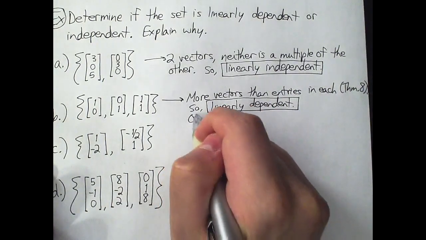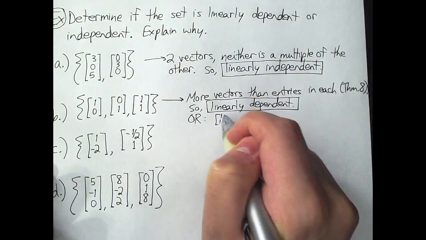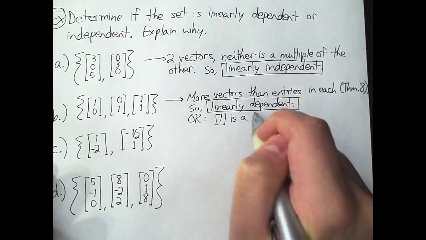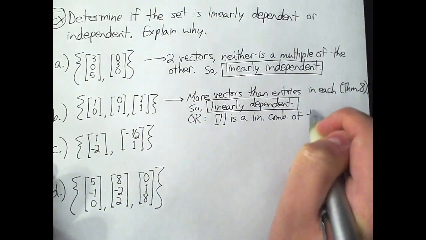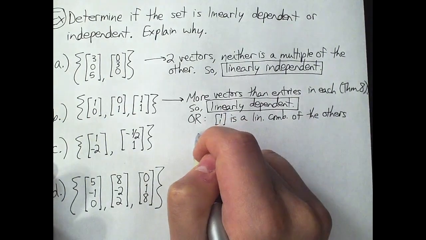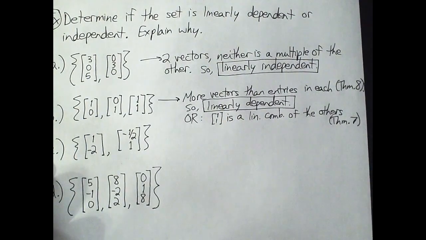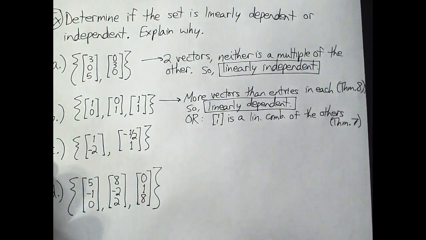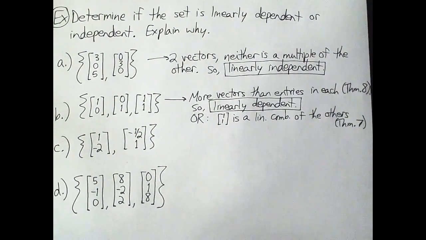Or, I notice that 1, 1 is a linear combination of the others. And that one would be theorem 7. Okay, so there could be more than one shortcut that applies. And of course, there's also the original way of setting up an augmented matrix and solving, checking if there's non-trivial solutions.